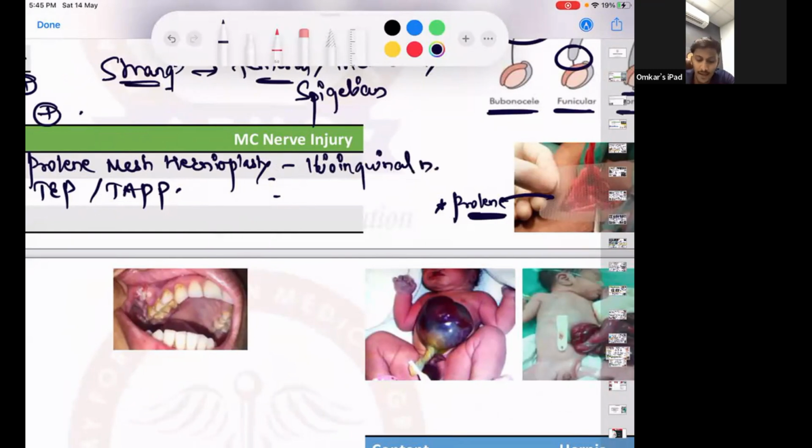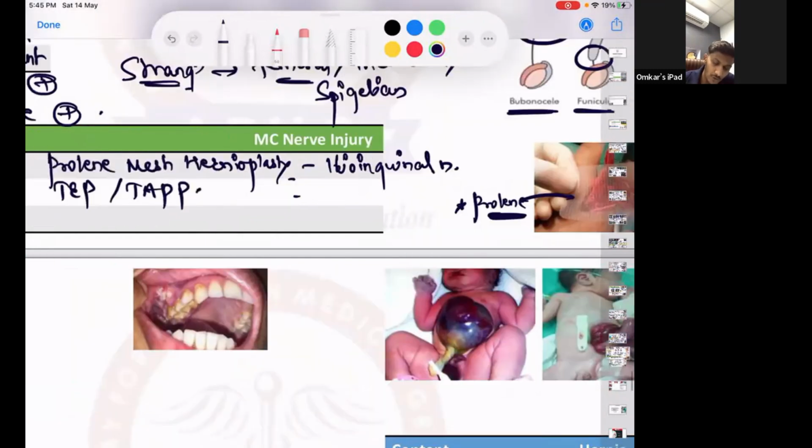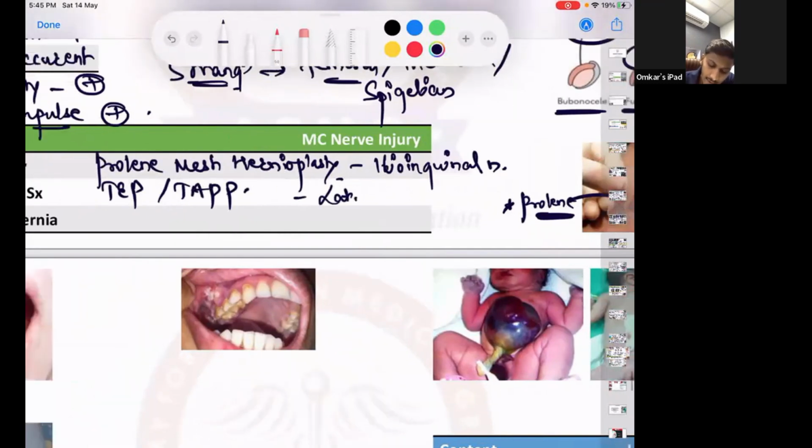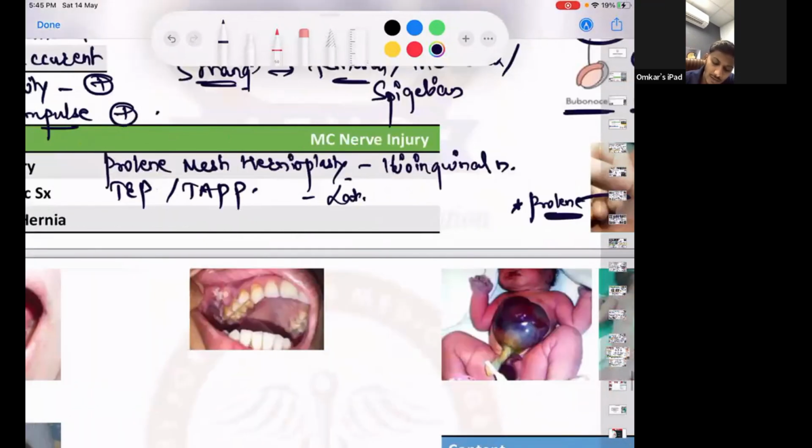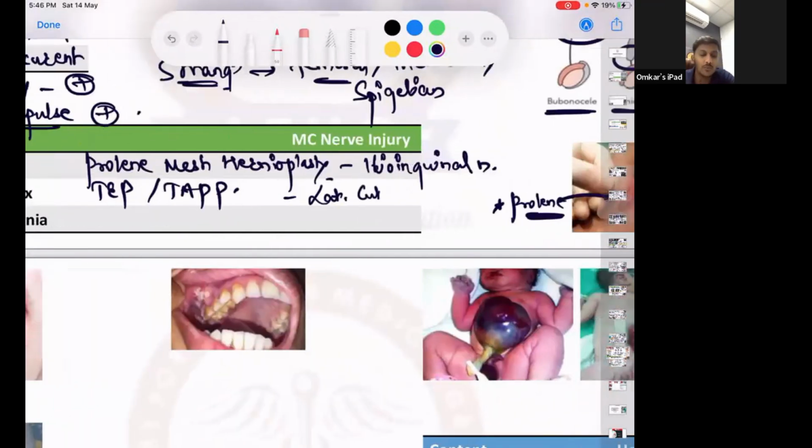The most common nerve injury in open hernioplasty is the ilioinguinal nerve, whereas the most common nerve injury in laparoscopic surgery is the lateral cutaneous nerve of thigh. If the lateral cutaneous nerve of thigh is injured, which syndrome will it lead to? Anybody? Definitely there would be decreased sensation on the lateral aspect of the thigh.